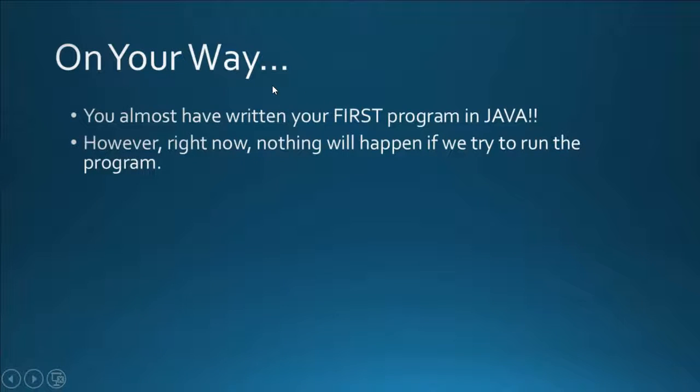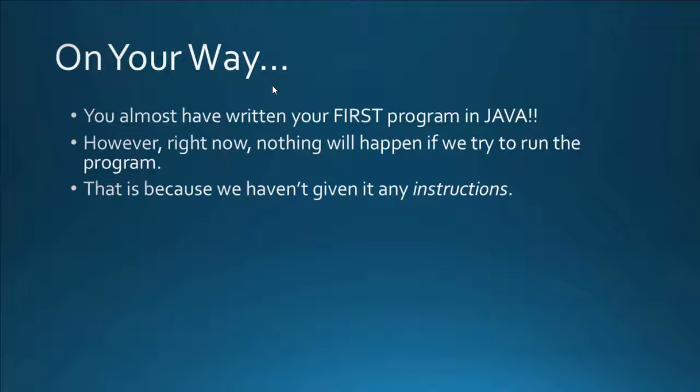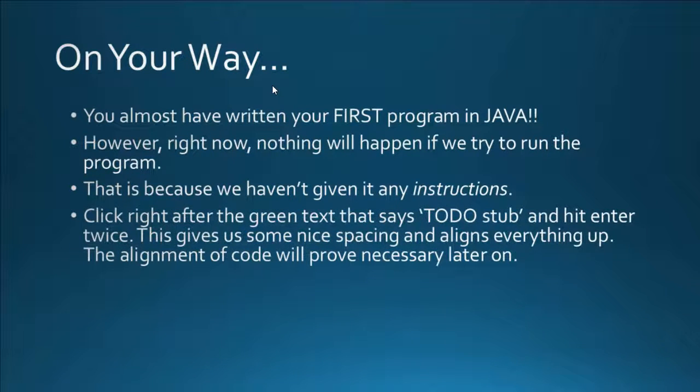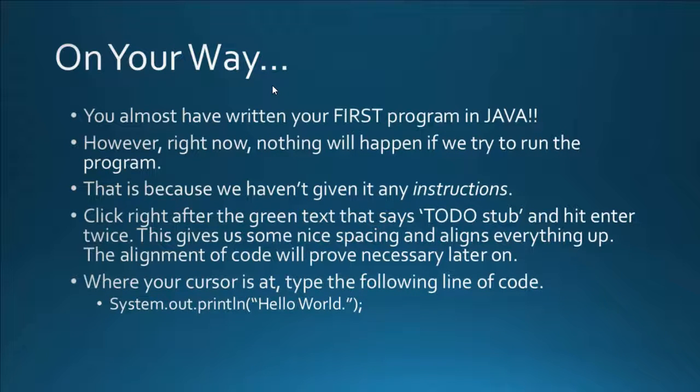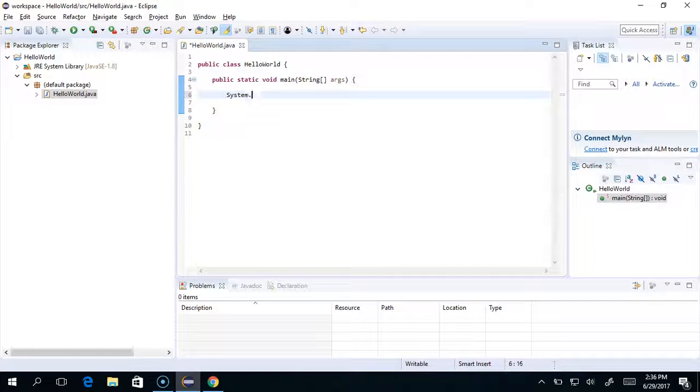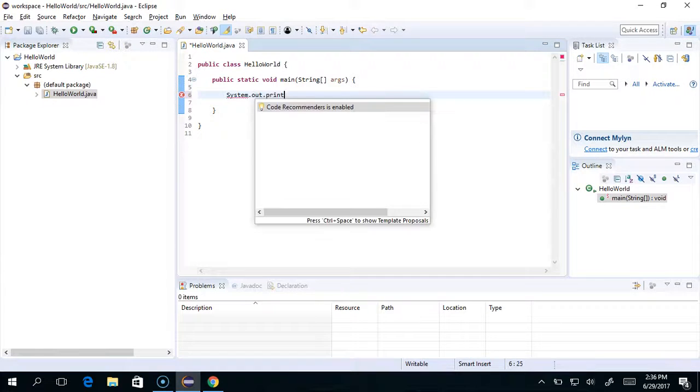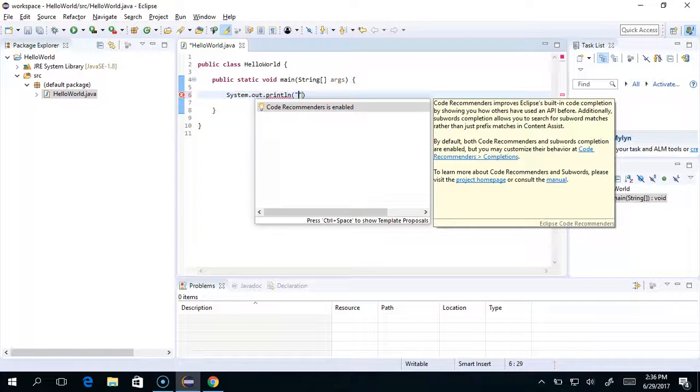So we need to add some code. All right, we haven't given it any instructions. Code is the instructions that make the program work. So right after that green text that we deleted earlier that says to do, we enter twice to give us a nice spacing, lines it up. I already mentioned that. All right, where the cursor is currently at, let's type the following line of code: system.out.println hello world. Okay, code is in there.